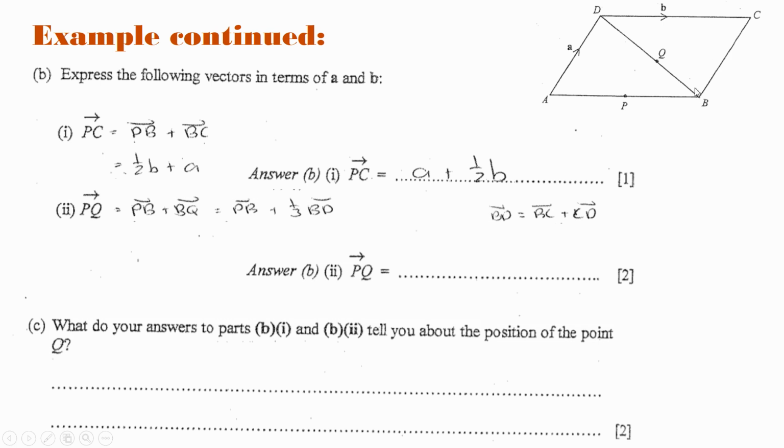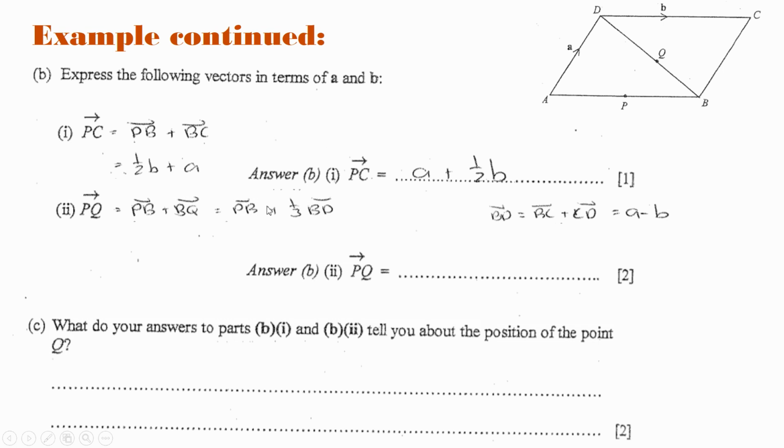Just reminding us, BD is the same as BC plus CD. So minus A plus B. No, what am I saying? Plus A, because it's going with the arrow, and minus B. So BD is the same as BC plus CD, which is A minus B. And so we're going to substitute that into here.